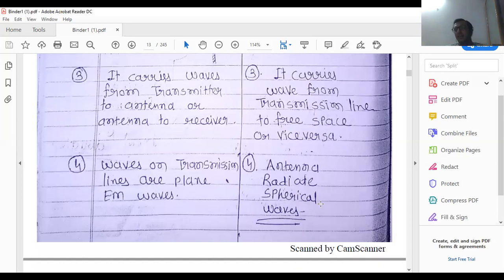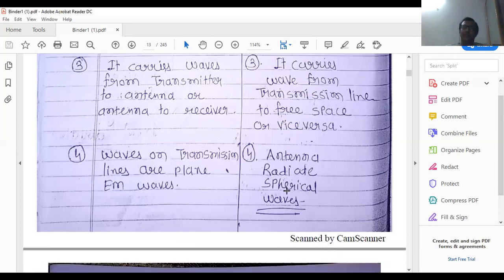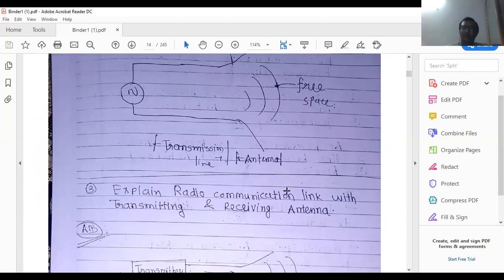Antenna radiates, fill in the blank: waves. So what is the answer? Antenna radiates the spherical waveform.